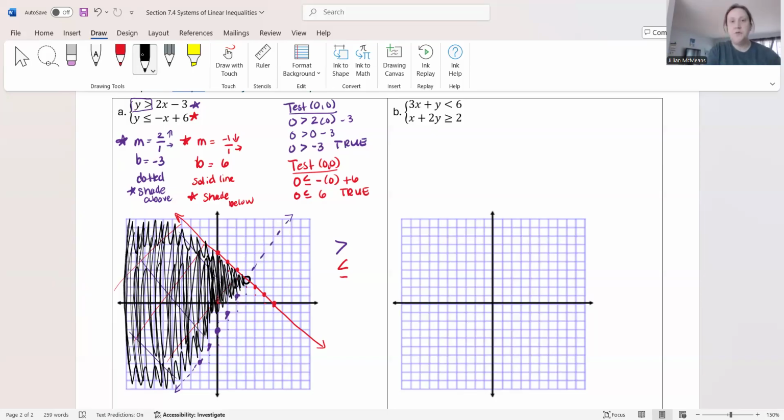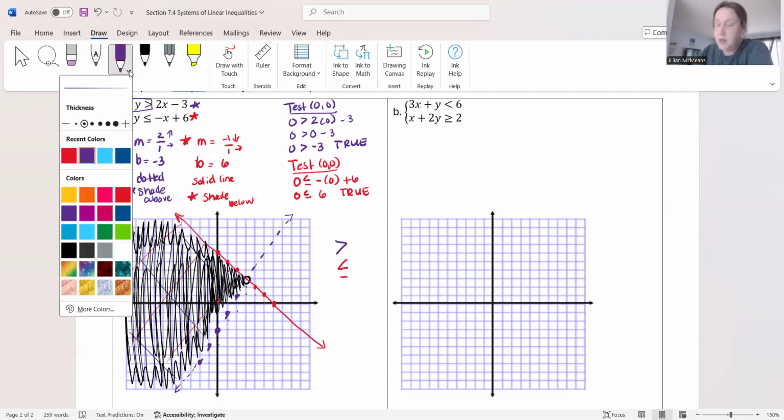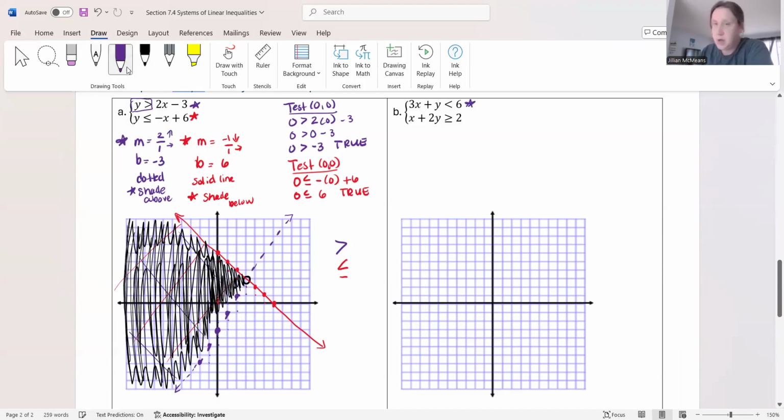All right, so for part B, we have 3x plus y is less than 6, and then we have x plus 2y is greater than or equal to 2. We need to do some work here. We want to solve both of these for y, okay? So let's do the same thing that we did before. We'll use purple and red, okay? So for the first line, let's work on it in purple.